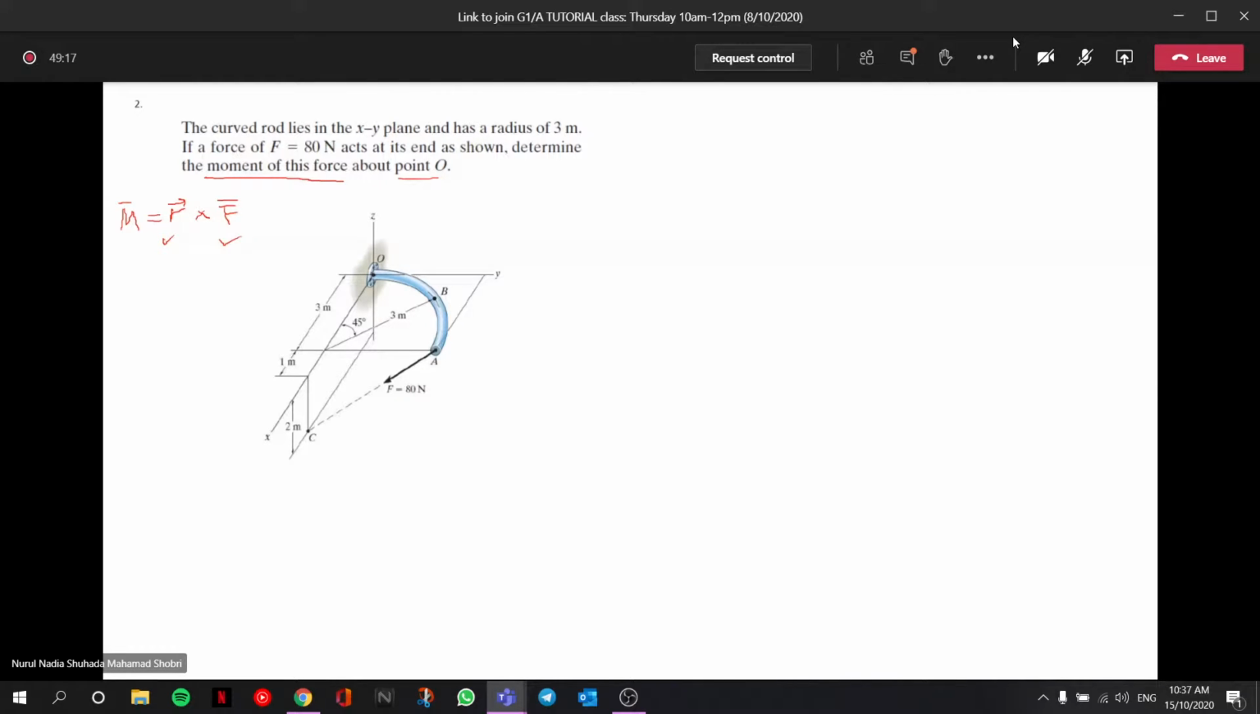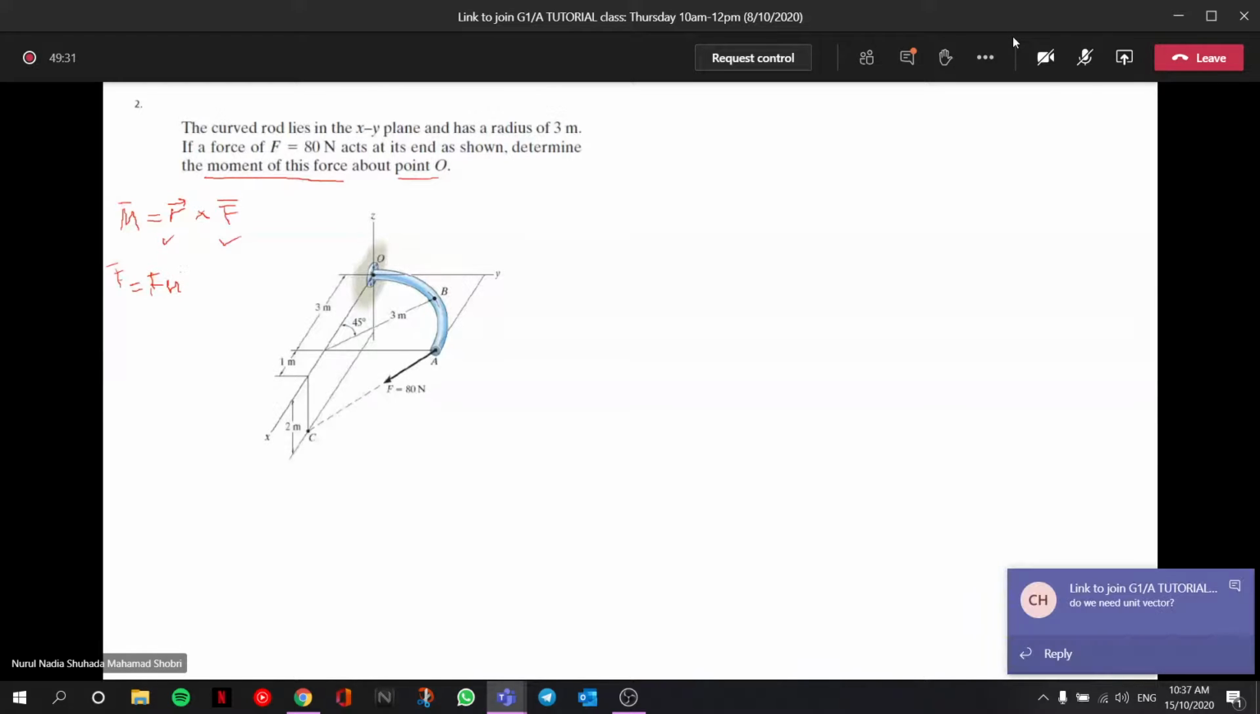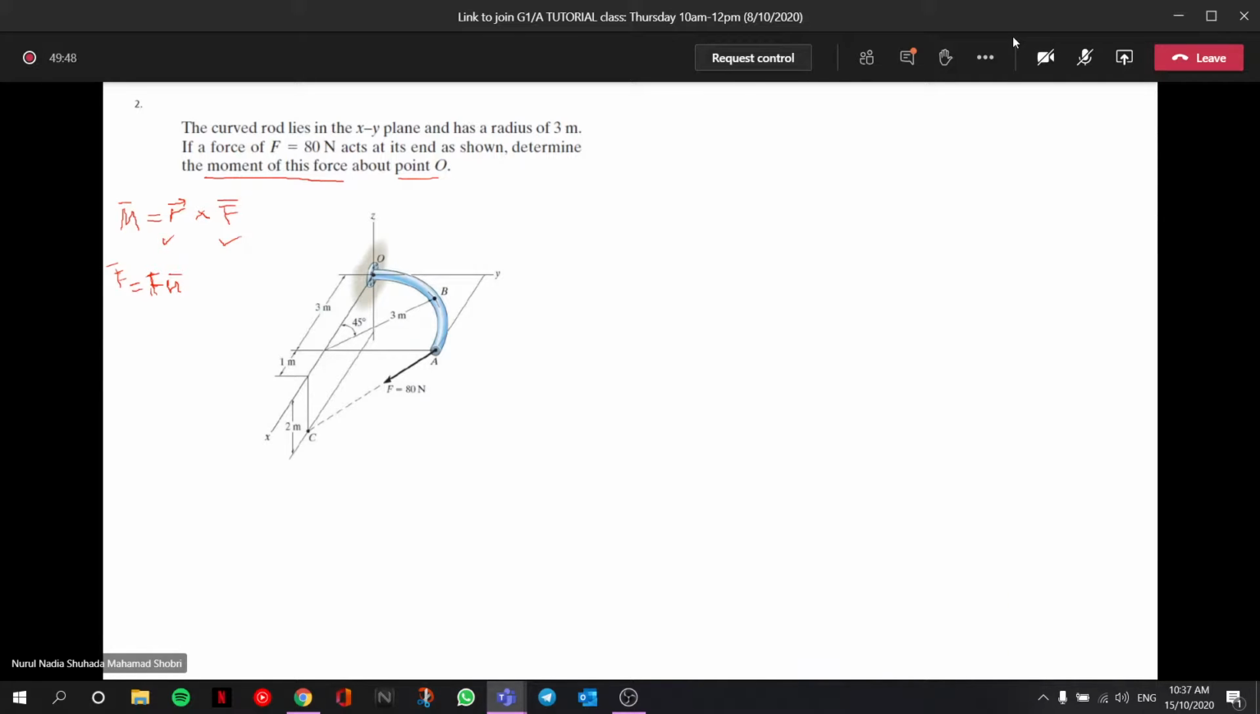In this case, the F vector equals F times the U vector. And then you have to find the R vector. After you find these two things, you can solve the vector of the moment. Please try.